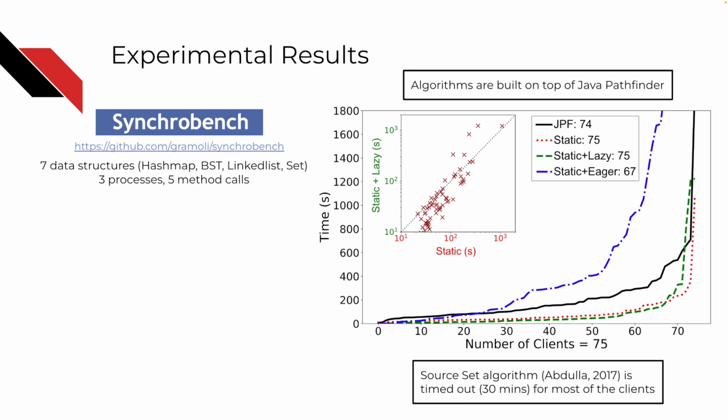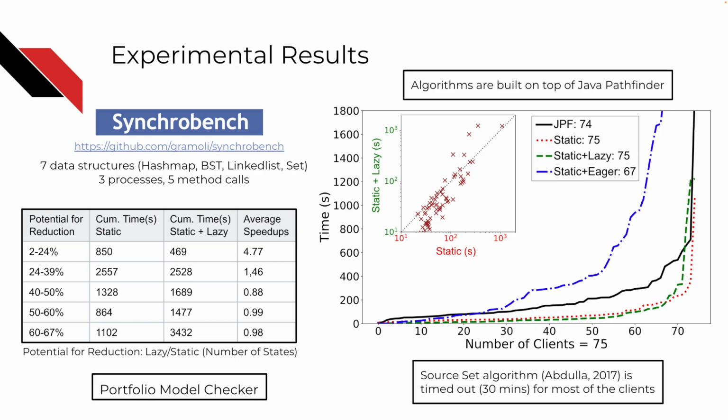We compared our algorithms with the standard setup of JPF and the source set algorithm of Abdulla that targets theoretical optimality. Note that in the figure, results of algorithms are sorted individually. We omit the results obtained from the source set algorithm because it times out for a large part of the benchmark. The figure shows that the lazy algorithm gives a significant speedup with respect to the eager algorithm and it outperforms JPF. While the static algorithm processes a few more clients faster than lazy, the scatter plot shows that it's mostly in favor of lazy when clients are compared individually.